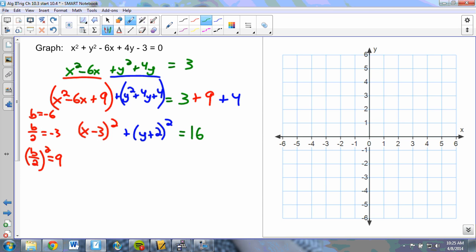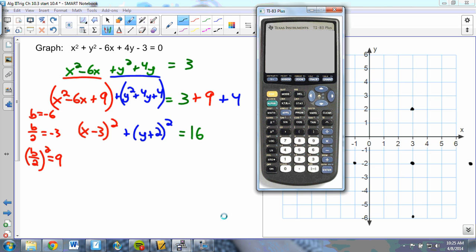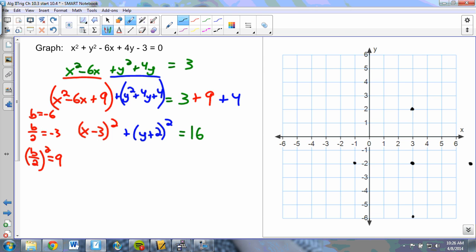So the center of this circle is at 3, negative 2. The radius is 4. Then I'll do my little 4 divided by root 2 trick to get my diagonals. If I do 4 divided by the square root of 2, that's 2.83. So if I go 2.8 diagonals, 1, 2.8, 1, 2.8, 1, 2.8, and 1, 2.8. That is my circle.